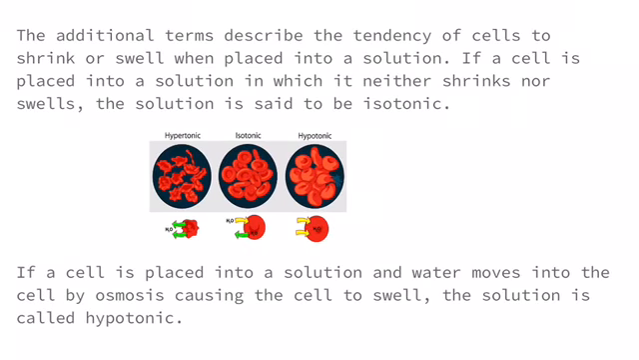The additional terms describe the tendency of a cell to shrink or swell when placed into a solution. If a cell is placed into a solution in which it neither shrinks nor swells, the solution is said to be isotonic. If a cell is placed into a solution and water moves into the cell by osmosis, causing the cell to swell, the solution is called hypotonic.